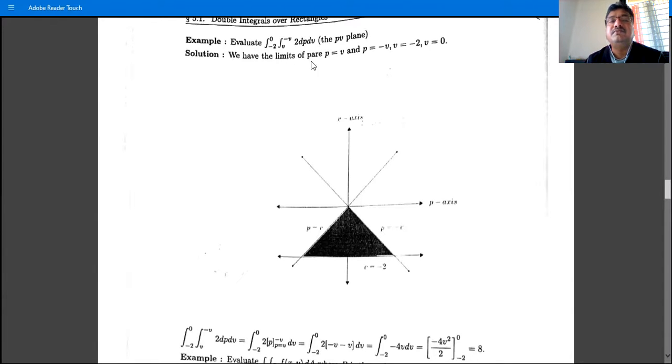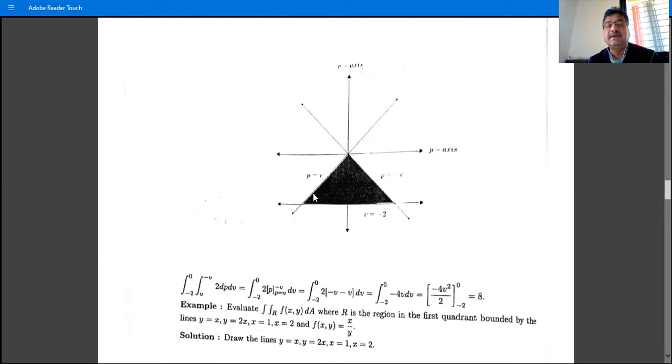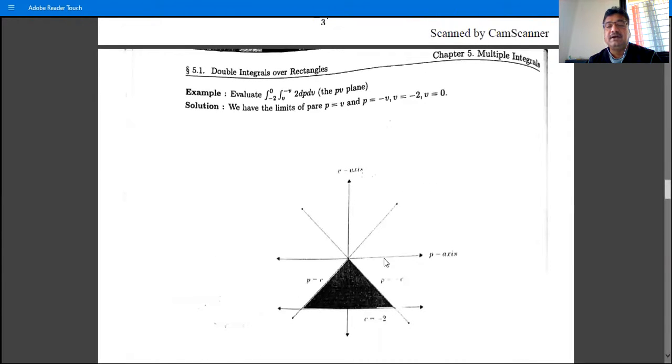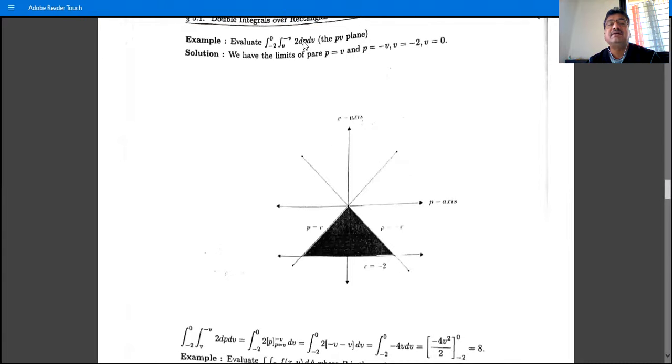So in the integration, we have the limits of p as v. p is equal to v is this line, x is equal to y, or the y is equal to x line. This is the p is equal to v line, and p is equal to minus v means this part. This part is p is equal to minus v below the p axis, the x axis, and this is v is equal to minus 2. v is equal to minus 2 is this line.